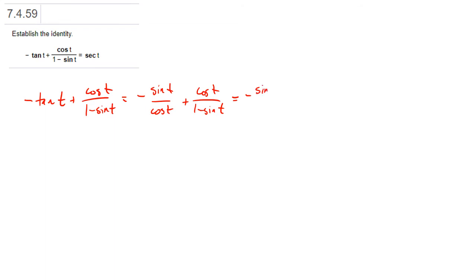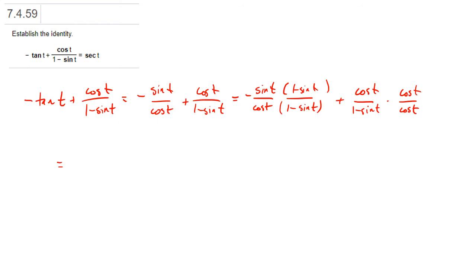So this first term of sine t over cos t, I'm going to multiply by 1 minus sine t over 1 minus sine t. In other words, I'm multiplying it by 1. The second term of cosine t over 1 minus sine t, I'm going to multiply by cos t over cos t. In other words, I'm multiplying it by 1. But now, both terms will have the same denominator. So the first term has denominator cosine t times 1 minus sine t, and so does the second.